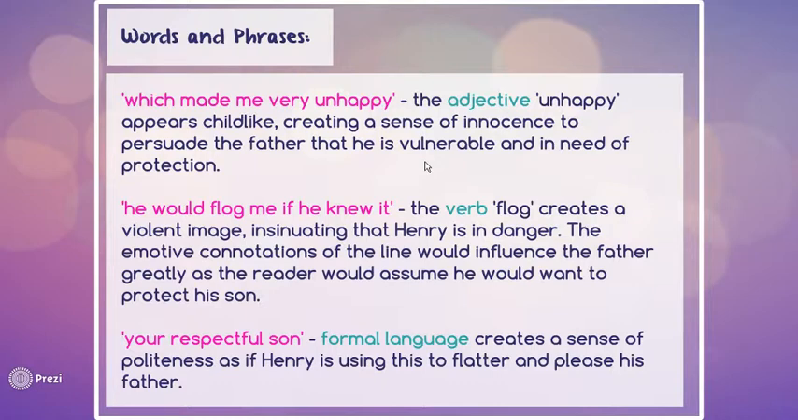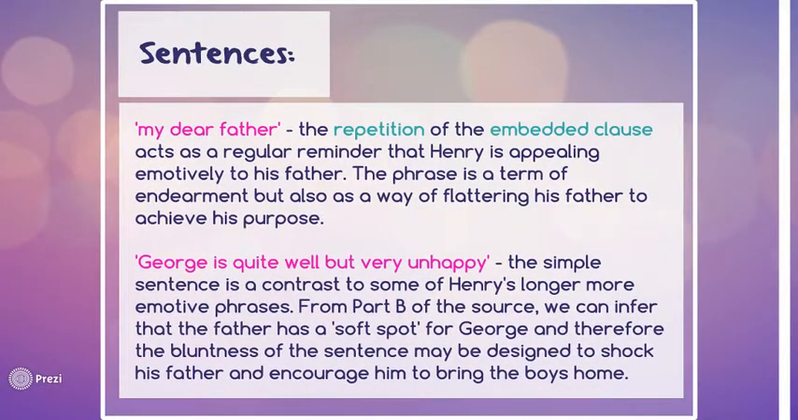I also picked out "he would flog me if he knew it." The verb "flog" creates quite a violent image because it means to be beaten with a stick. That insinuates that Henry is actually in danger. For a father reading that, because we obviously know who the audience is, that would definitely have emotive connotations and would hopefully influence the father to protect his son. And then we've also got the phrase "your respectful son," which is very, very formal. It's the way that Henry signs off the letter, and that creates a real sense of politeness, as if Henry's trying to use this to flatter and please his father.